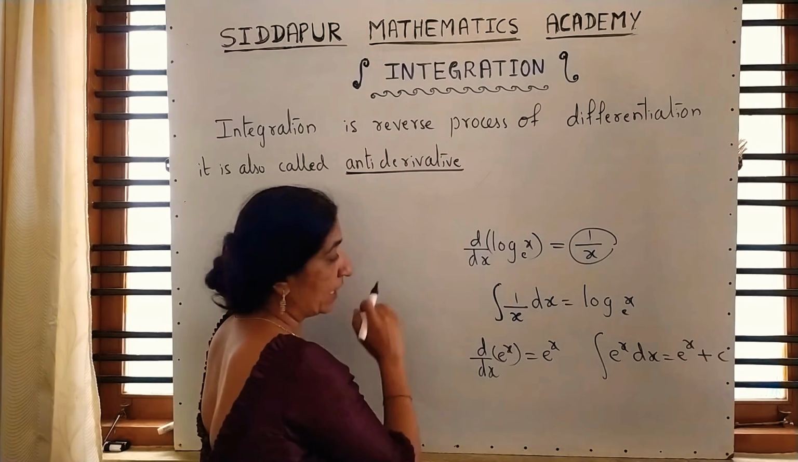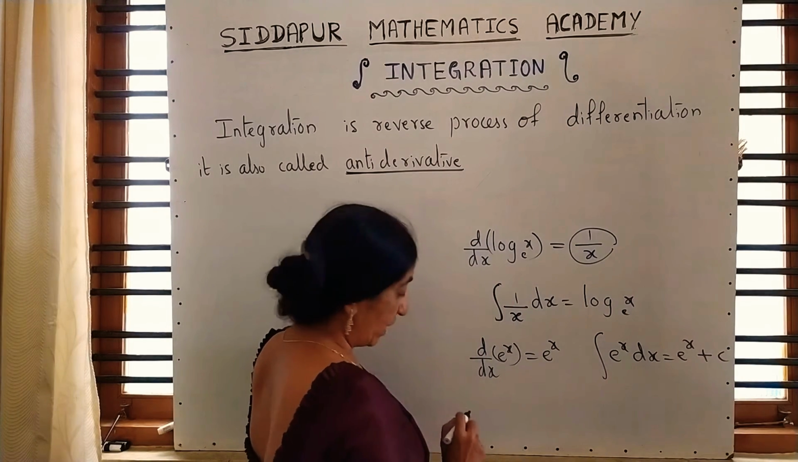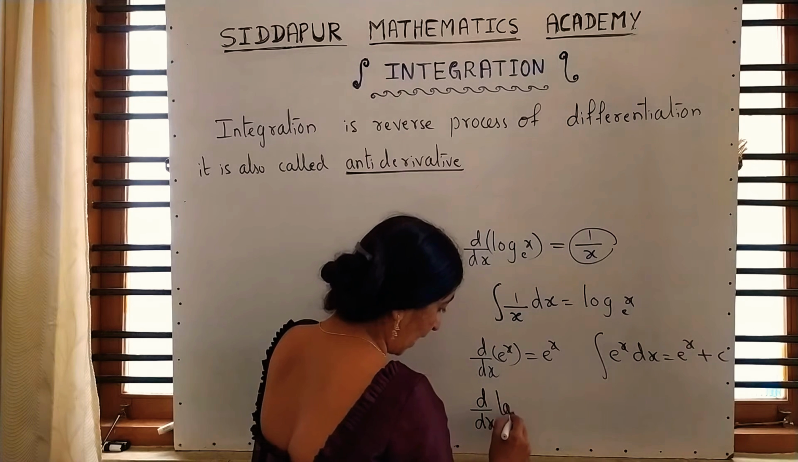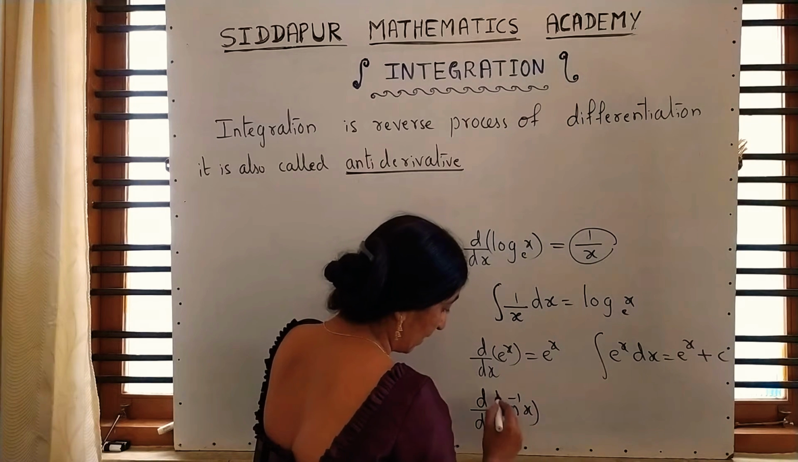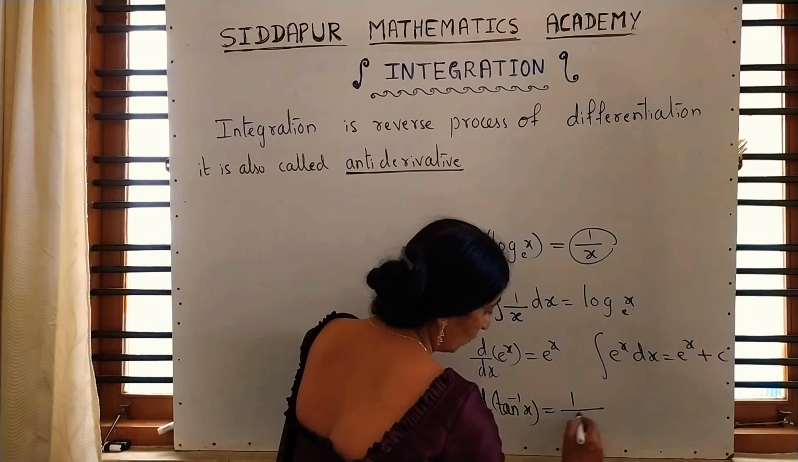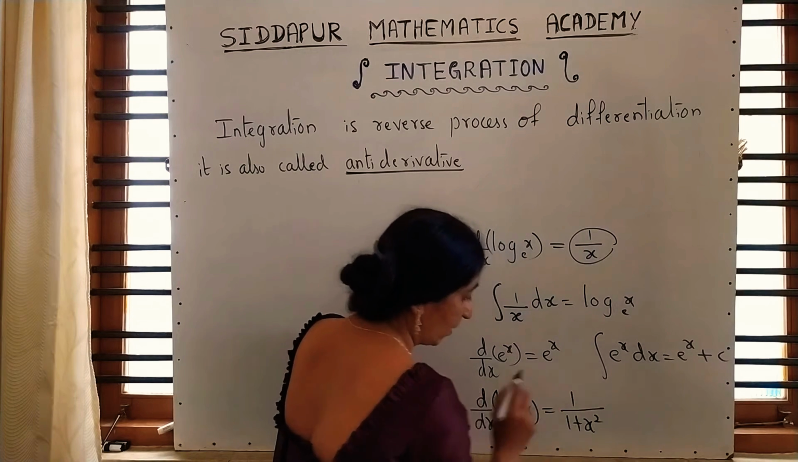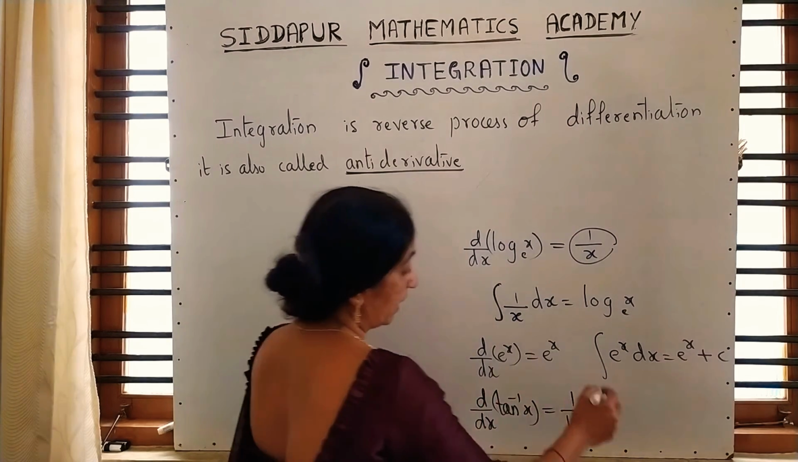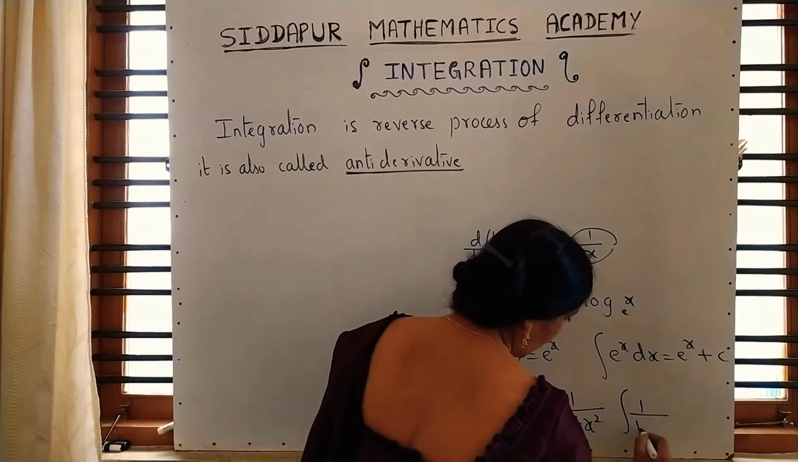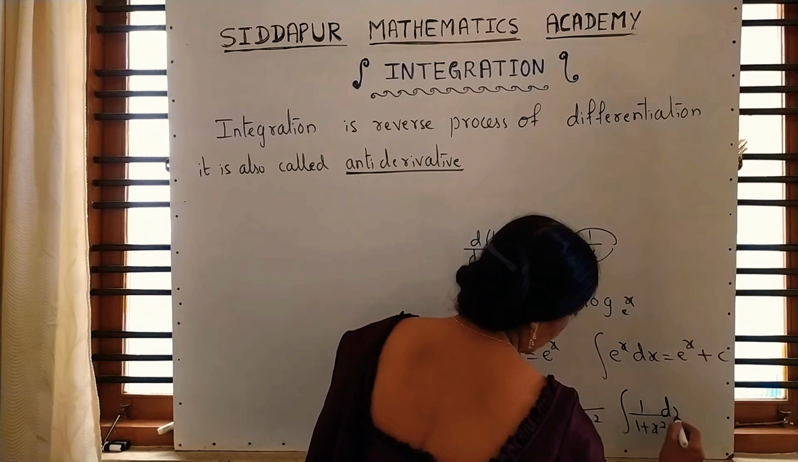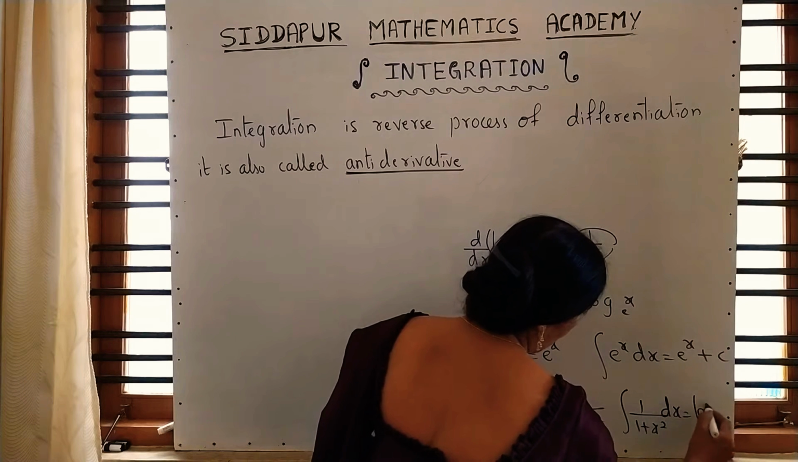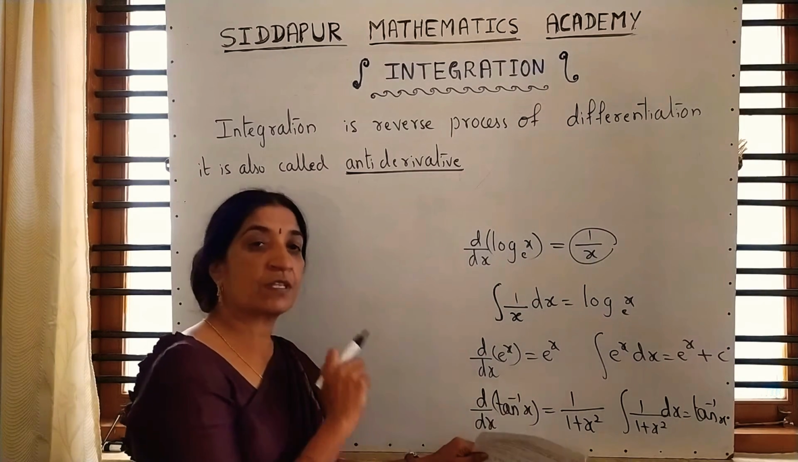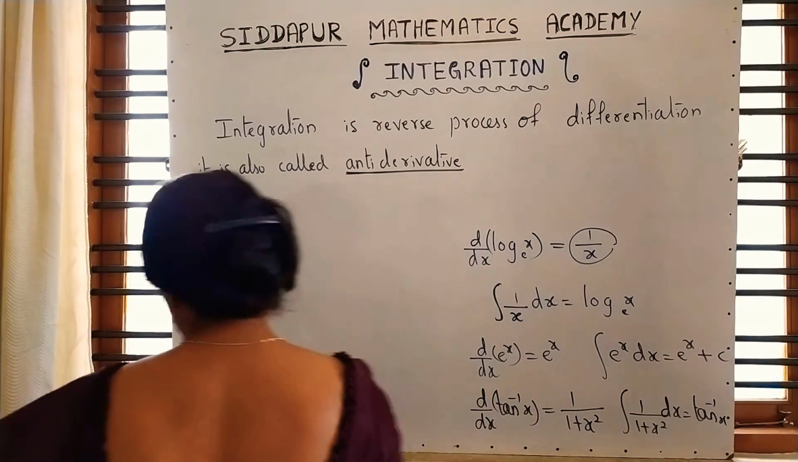Already I have explained with the help of this example. I am giving you one more example. What is the differentiation of tan inverse x? Already you are familiar. Differentiation of tan inverse x is 1 upon 1 plus x square. Correct? Then with the help of this, can you write the integration of 1 upon 1 plus x square? Yes. This is nothing but tan inverse of x. Understood? Like this, differentiation and integration are connected with each other.